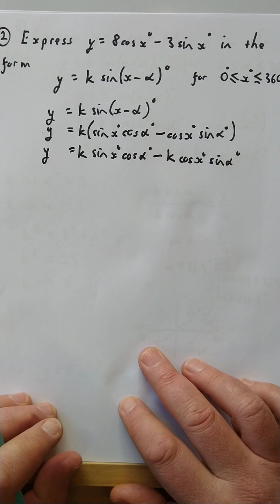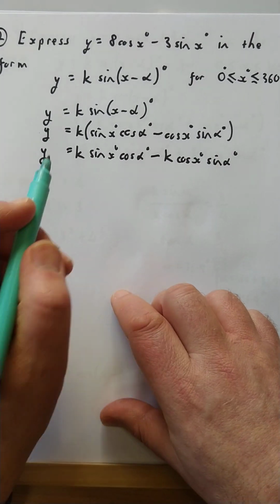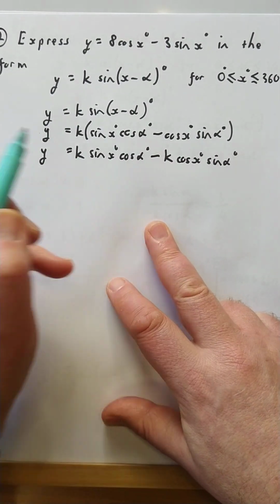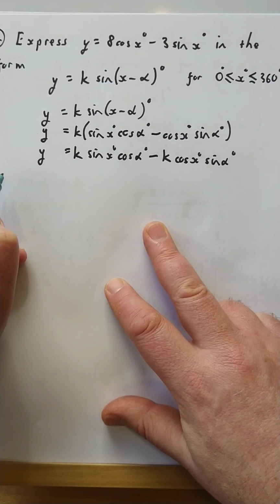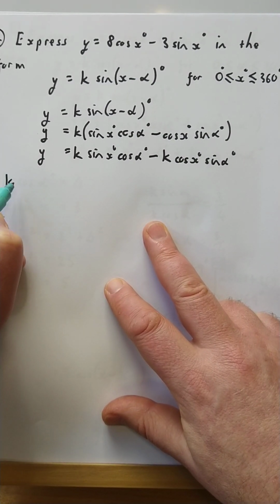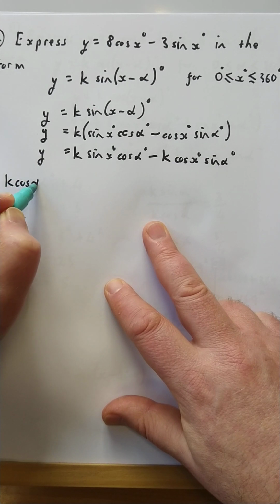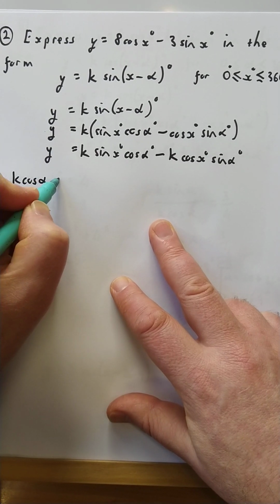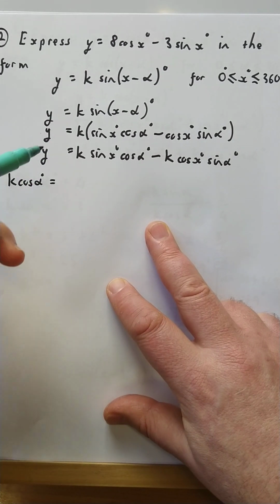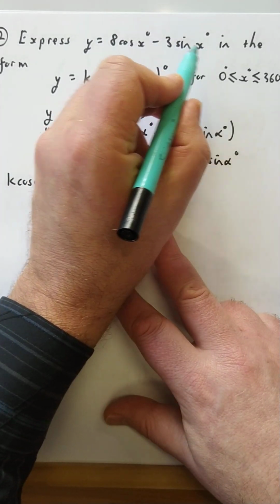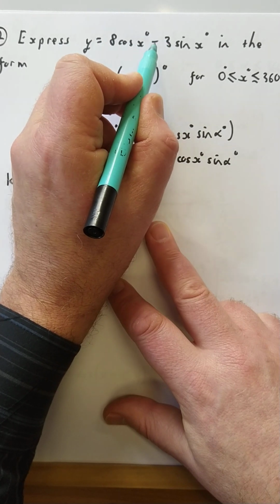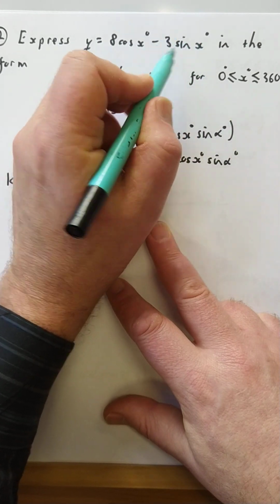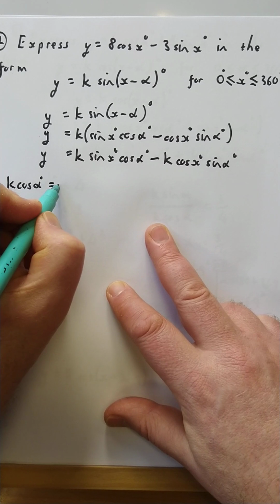Next step, let's match up coefficients. On here, the k cos alpha is multiplying the sine x. So I'll say k cos alpha. And in my question, what's multiplying the sine x? The negative 3. Remember, signs belong to the number coming afterwards. The coefficient of sine x up here is negative 3. So k cos alpha is negative 3.